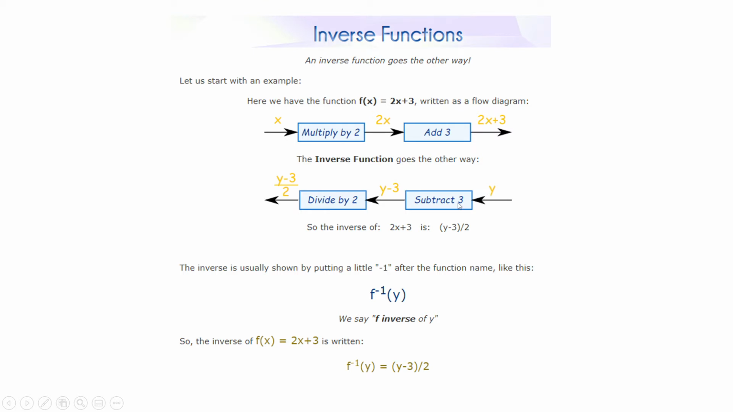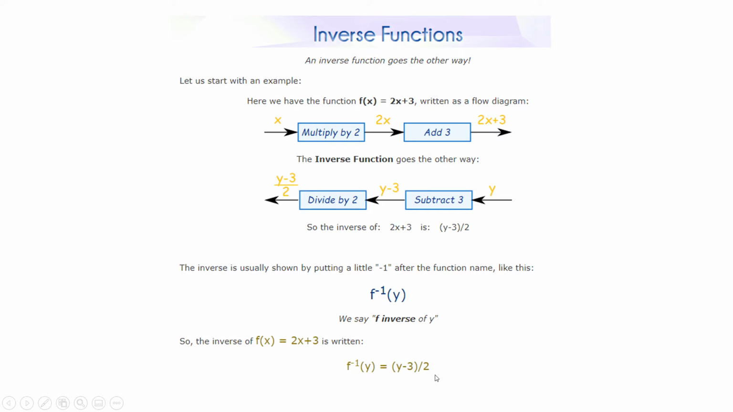So we want to solve y equal to 2x plus 3, and by solving it we first subtract 3 and then divide by 2. So we have the inverse function equal to (y minus 3) divided by 2. The inverse is usually shown by putting a little -1 after the function name. So here, it's called f inverse. The inverse function can be written as f inverse, and the variable is y: (y minus 3) divided by 2.